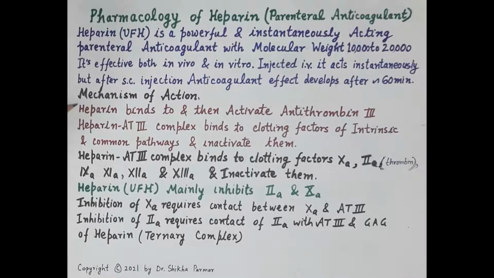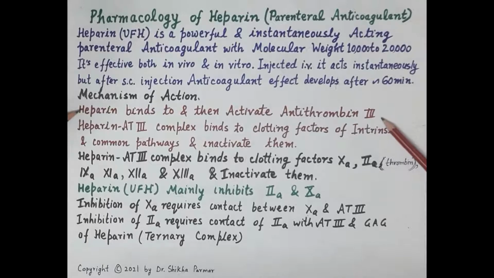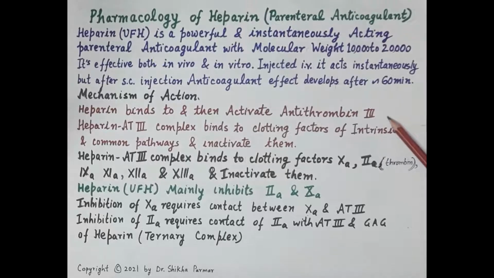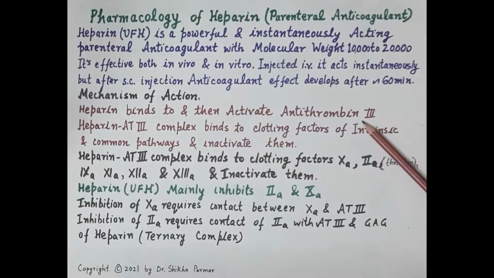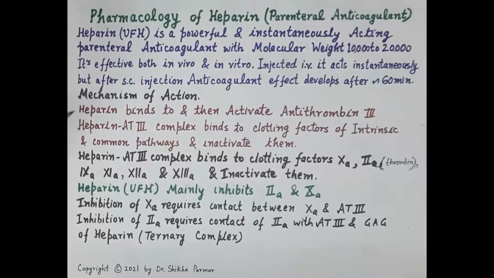Now let's understand the mechanism of action of heparin. Heparin acts indirectly. Now heparin binds to a plasma protein termed antithrombin 3. So heparin first binds and then activates antithrombin 3. Now this antithrombin 3 is a plasma protein that inactivates several clotting factors. So heparin binds to antithrombin 3 and forms a complex. Now this heparin antithrombin 3 complex binds to several clotting factors of the intrinsic pathway and common pathway, and this complex then inactivates these clotting factors.